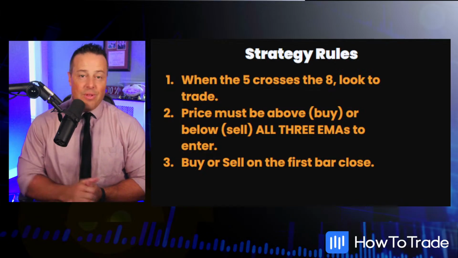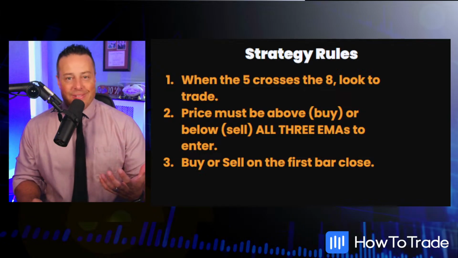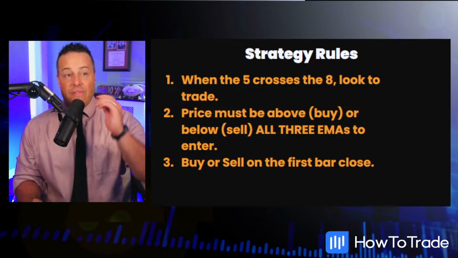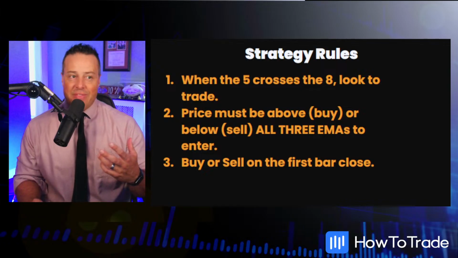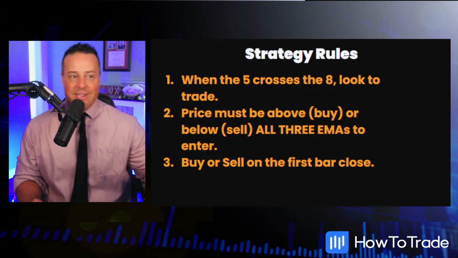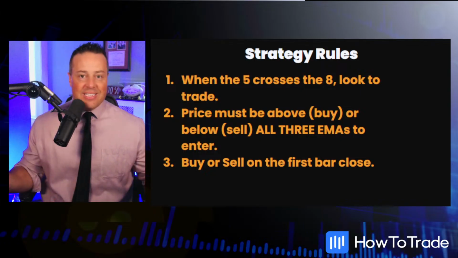Relatively simple. Three rules. When the 5 crosses over the 8, we look to trade. Price must be above or below all 3 EMAs before we buy it or sell it. And I'm going to show you what I mean by that. That's easy. On a buy, price has to be above all 3 EMAs or we don't even consider the buy. On a sell, it's got to be below all 3 EMAs or we don't even consider a sell.